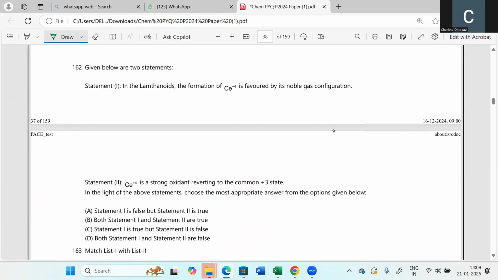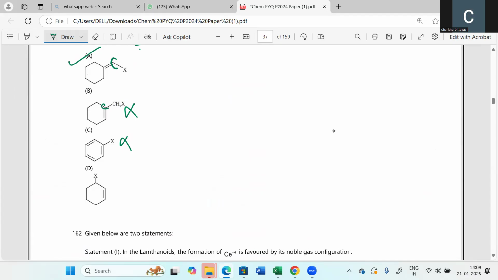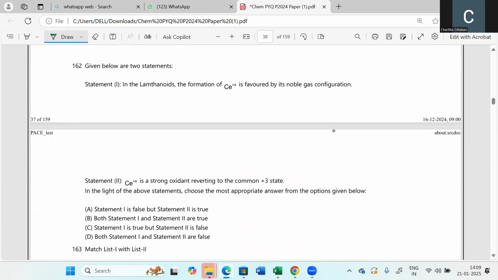Next, given below are two statements. Okay, one second. We can also write what the others are. And you have this, this is an alkyl halide. This is on the alkyl group. We can say alkyl halide. Like this, you can go on writing and answer any of the questions. Next statement.